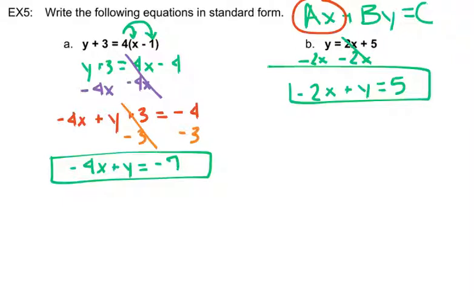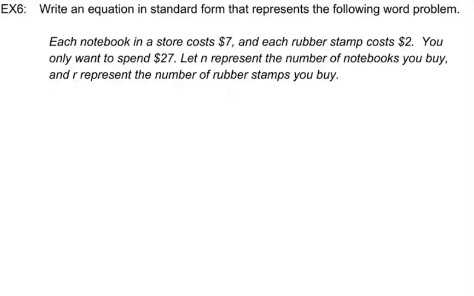Let's take a second and look at our last problem. Our last problem says, write an equation in standard form that represents the following word problem. Each notebook in a store costs $7. Each rubber stamp costs $2. You only want to spend $27. Let n represent the number of notebooks you buy. r represents the number of rubber stamps you buy. So we're kind of given a simple situation.